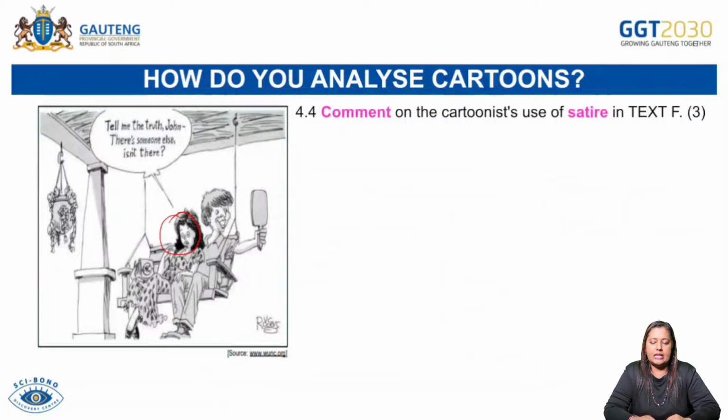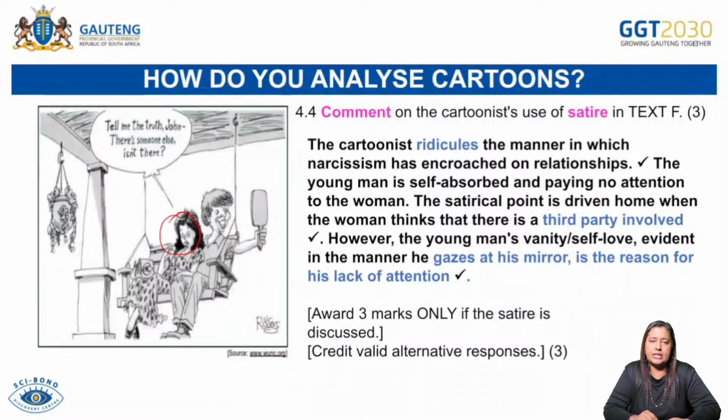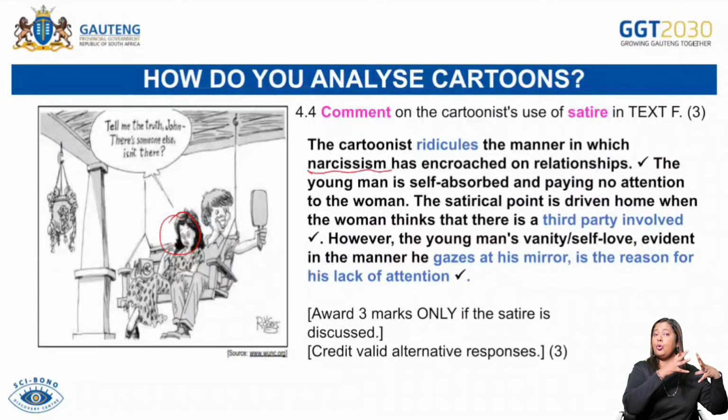So comment on the cartoonist's use of satire in text F, right? Satire, remember, it's mocking something, making light of a serious issue. We are saying that the cartoonist ridicules the manner in which narcissism has encroached on relationships. So he is more in love with himself than he is in love with his partner, showcased by the mirror that he's staring into all the time, not even interested in what his partner's going through. All right? The young man is self-absorbed and paying no attention to the woman.